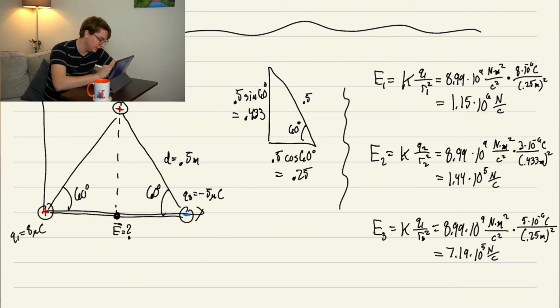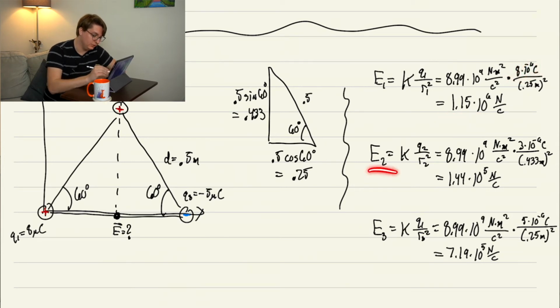Fortunately, they tell us that each of these distances is 0.5 meters, and so this is halfway. This has to be 0.25 meters. And they tell us the charge of this one, okay, it's just 8 times 10 to the negative 6, or microcoulombs. Okay, we put that all in, we get that magnitude, no problem.